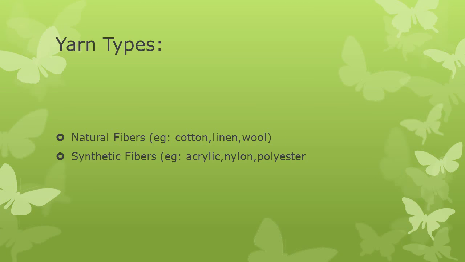Next we'll have a look at what yarn types are available. Yarn has two different types, the natural fibers and the synthetic fibers. Natural fibers come from plants or animals. Plant fibers are usually lightweight and machine washable. They have a stretch and breathe well. For example, cotton, linen and bamboo. Animal fibers are very warm, have a bit of natural stretch and breathe well, and are mostly washed by hand. They include wool, silk, etc.